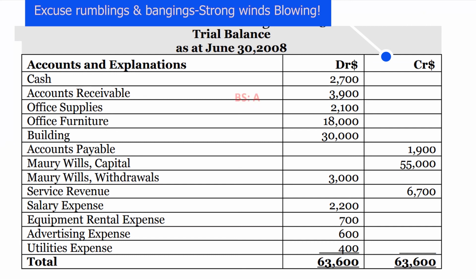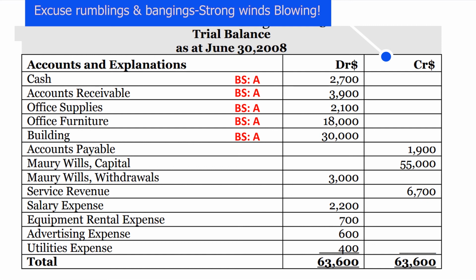So the first one is cash. Cash is an asset and it's going to our balance sheet. I'm noting balance sheet BS, and after the colon, you have A for assets. If it's the balance sheet BS and it's a liability, you will see L at the end. If it goes in the income statement, IS. If it's revenue or expense, it's the colon R or E. So let's look at accounts receivable. That's going to our balance sheet because it's an asset. Office supplies, also going to our balance sheet because it's an asset. Office furniture, also going to our balance sheet because it's an asset. Building, also going to our balance sheet because it's an asset as well.